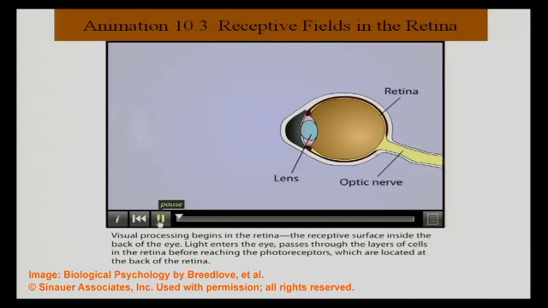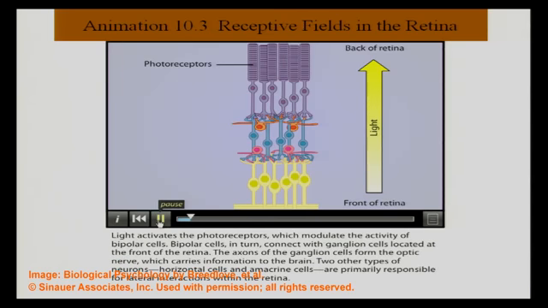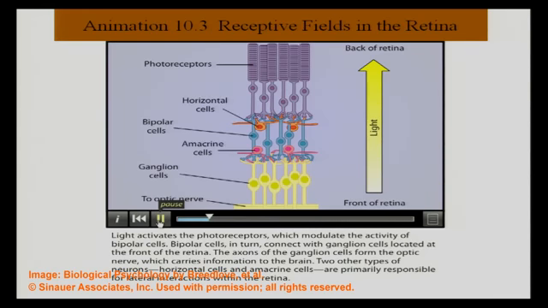Visual processing begins in the retina, the receptive surface inside the back of the eye. Light enters the eye, passes through the layers of cells in the retina before reaching the photoreceptors, which are located at the back of the retina. Light activates the photoreceptors, which modulate the activity of bipolar cells. Bipolar cells, in turn, connect with ganglion cells located at the front of the retina. The axons of the ganglion cells form the optic nerve, which carries information to the brain. Two other types of neurons, horizontal cells and amacrine cells, are primarily responsible for lateral interactions within the retina.